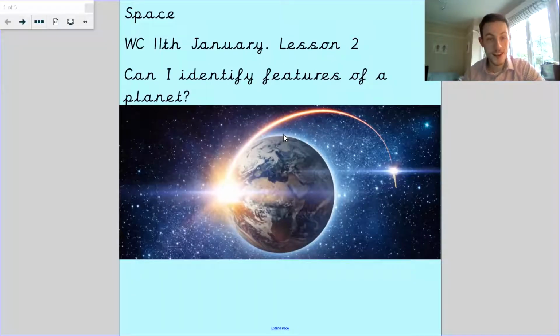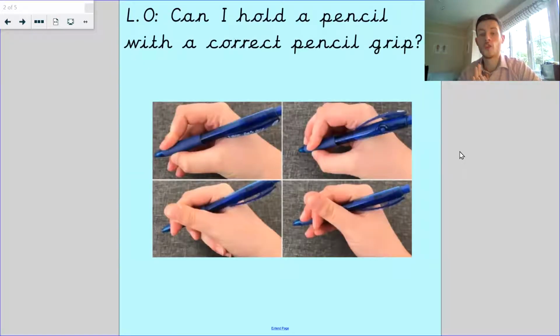So we're back on our science now. This is our lesson 2 for this week. Our learning objective is, can I identify features of a planet? And your second learning objective today is, can I hold a pencil with the correct pencil grip? We're going to be concentrating on how we're holding our pencil in this lesson, okay?